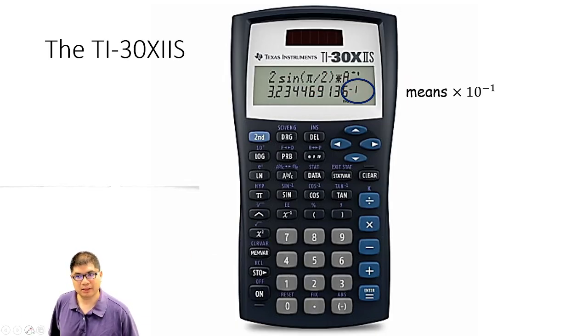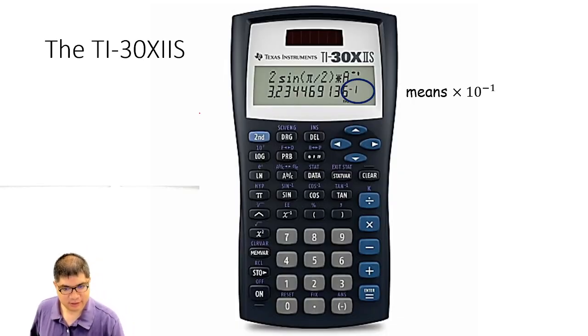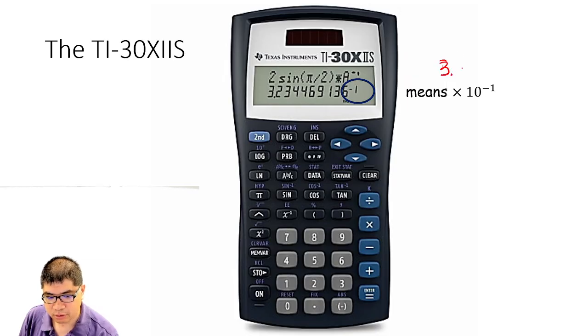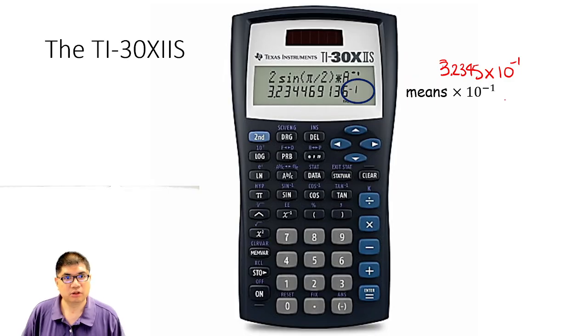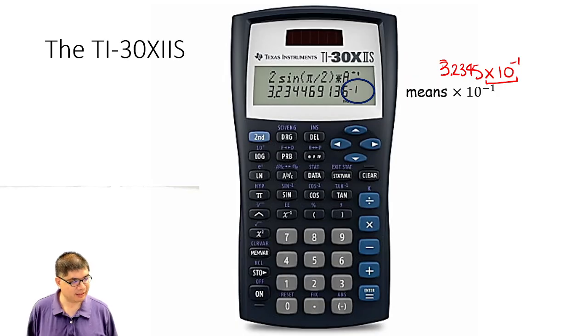So the actual number that we're dealing with over here is actually 3.2345 times 10 to the minus 1. So what was hidden is this times 10 to the part was hidden. It is important that you realize that that is not there. Okay?